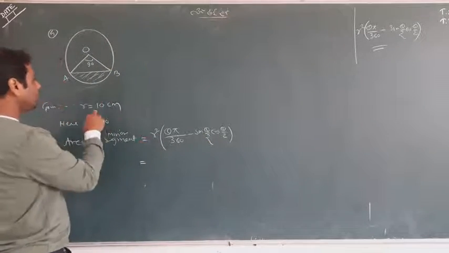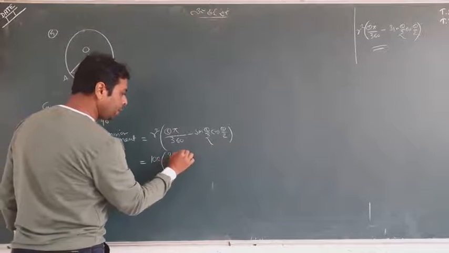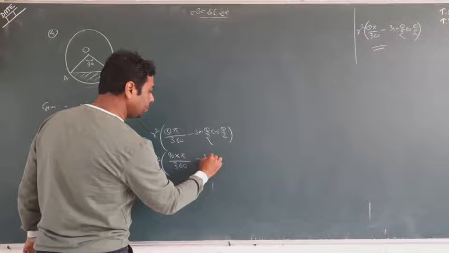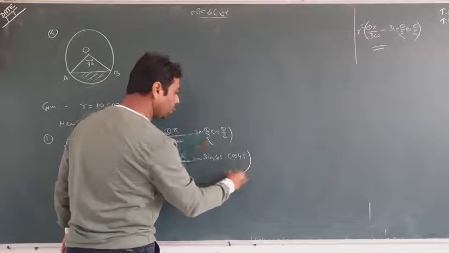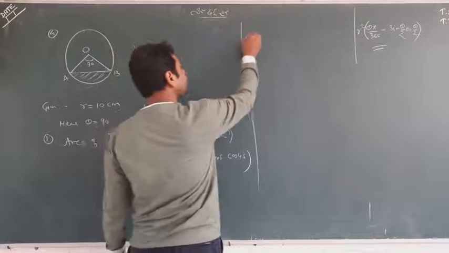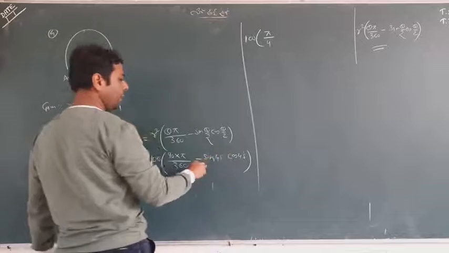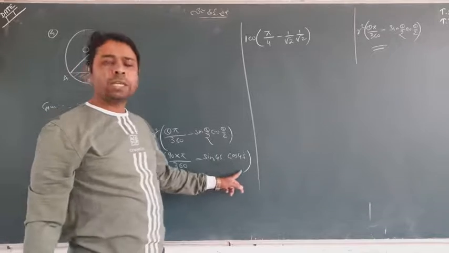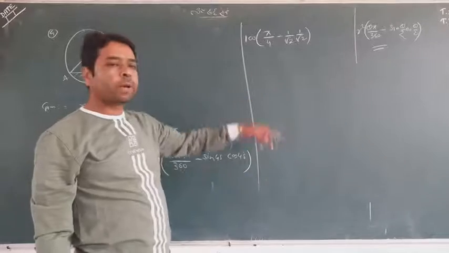So okay, go through this. R square means 10 square, meaning 100, theta means 90, pi upon 360 minus sin theta by 2, 90 by 2 is 45, cos 45. Theta by 2, 90 by 2 is 45. Now go on to the next: 100 pi upon, these two cancel by 4, minus sin 45 is 1 by root 2 and cos 45 is 1 by root 2. You can see the trigonometric table of angles. You can find these values from there.